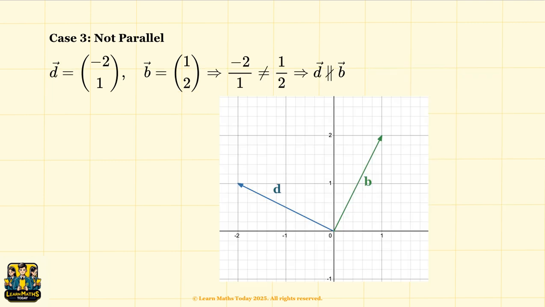And lastly, let's look at a case where two vectors are not parallel to each other. We have vector D equal to column vector of -2 over 1. We have vector B of a column vector of 1 over 2. These two vectors are not parallel to each other. You can see that you cannot have a scalar multiple of vector B to form vector D. If you plot these two vectors on the graph, you can see that these two vectors are not parallel.